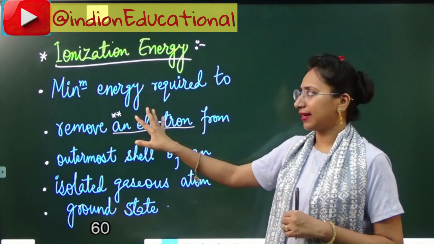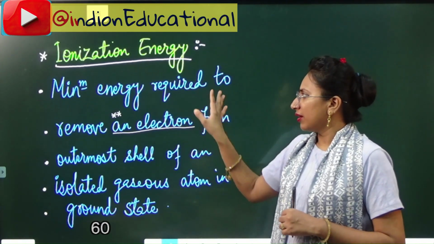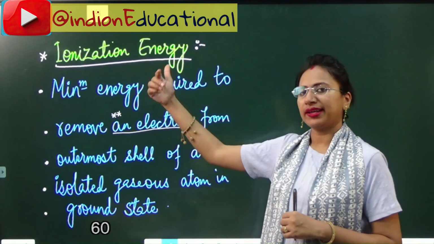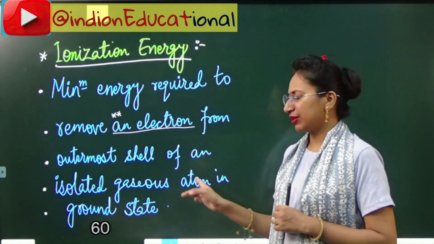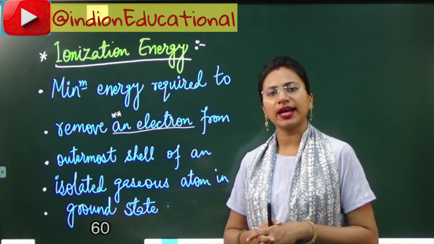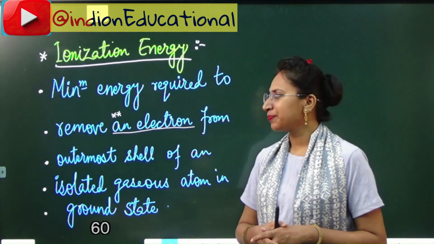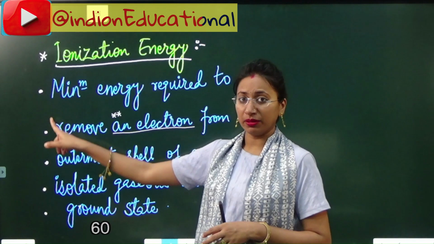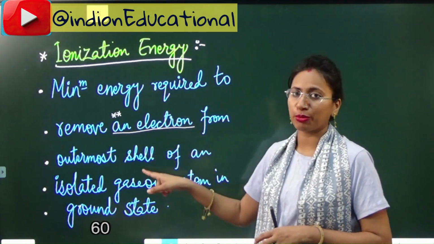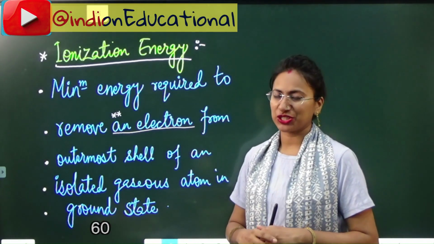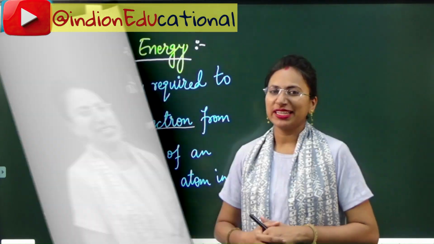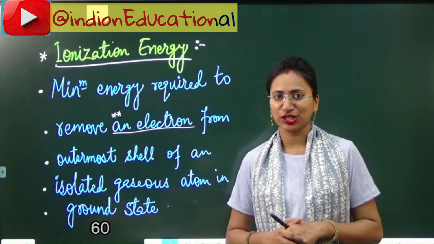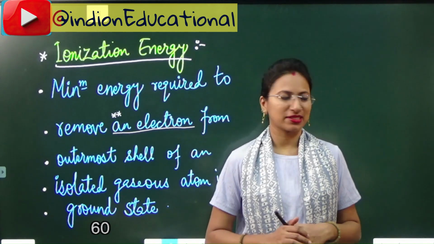The energy interaction is related to the atom and its ion. Then only can we term that energy as ionization energy. I have put these bullet marks here because all these terms are important for ionization energy. Now let us try to understand ionization energy using some examples.